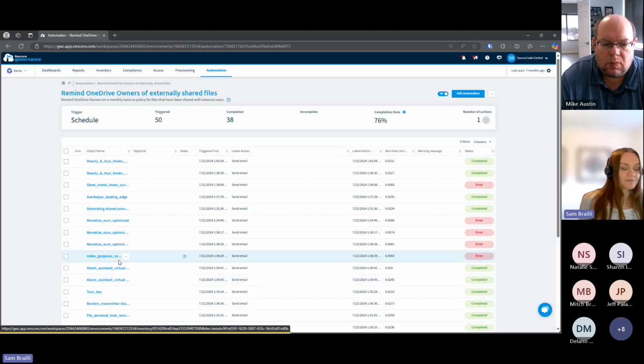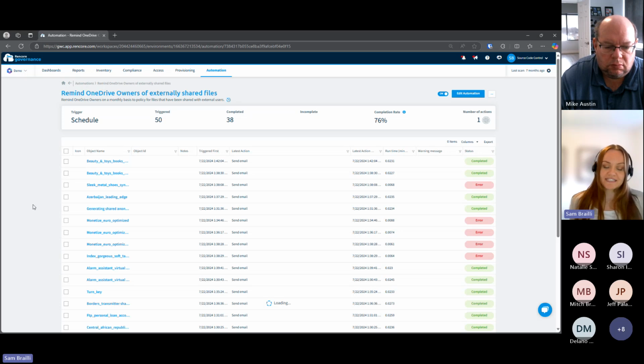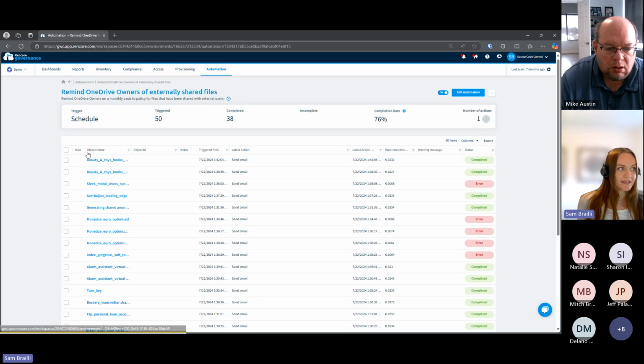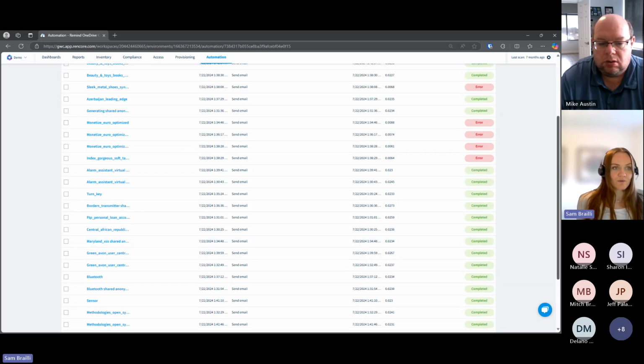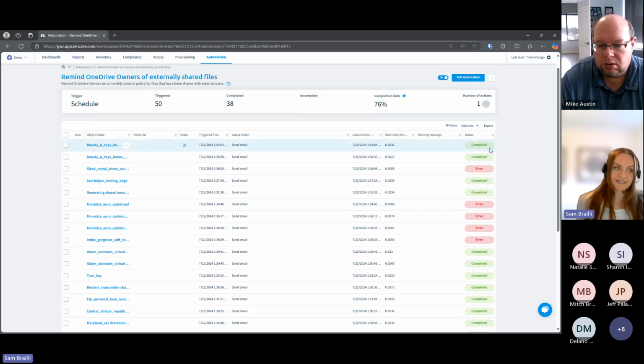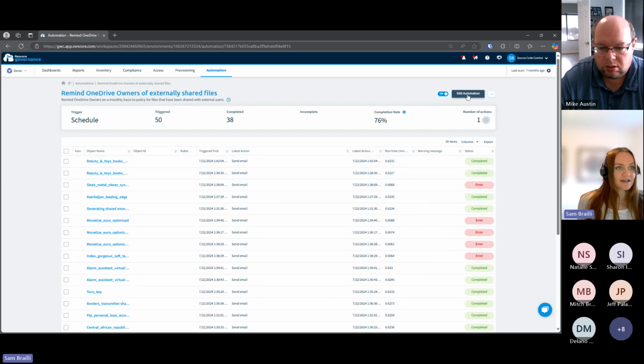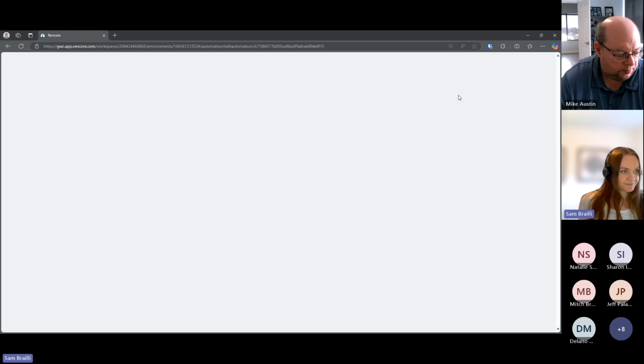You might want to set it up so that every 30 days, if a file has been shared, you remind the owner that it's been shared externally, and that can keep a track on whether they want to turn it on, off, or delete the file itself. So we can see here every item of where that automation has been sent, whether the automation was completed or it failed. And just to show you how these are set up, we can edit the automation.